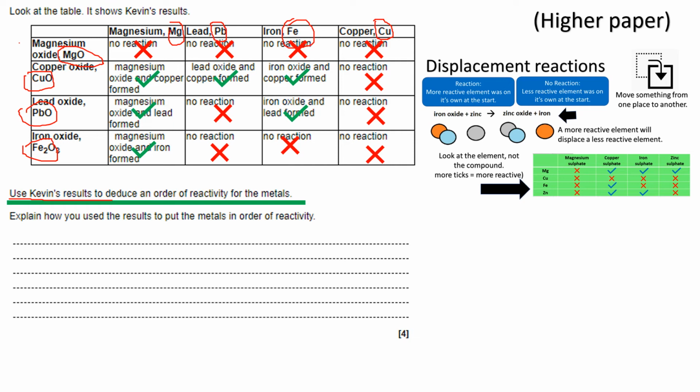Right, okay, so I need an order of reactivity. If you remember, what did we say here? Look at the element, not the compound. So I'm looking at the elements, which are up here, this side here, guys, not these over here. And it says more ticks, more reactive. So which one's got the most ticks? Magnesium. Okay, then iron, then lead with only 1, and copper's got no ticks. So copper's not managed to displace anything. So I've put my most reactive to least reactive: magnesium, iron, lead, and copper.